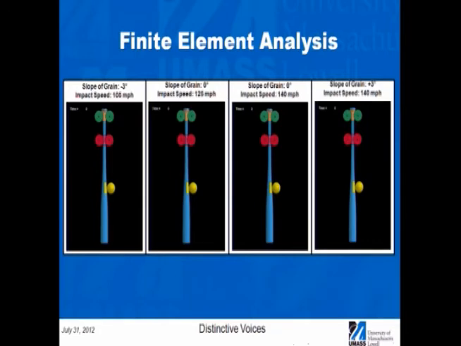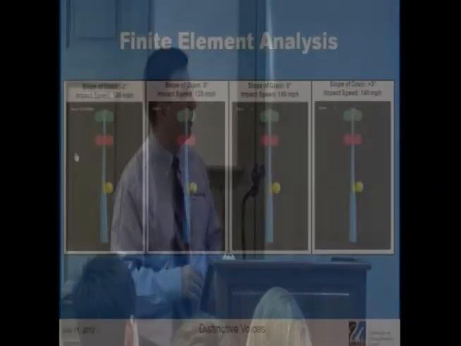So here we've got a few videos showing the effect of slope of grain that we're now able to analyze within a finite element model that it's very difficult to control. It's very difficult experimentally to say, I want you to send me a bat that has a -3 degree slope of grain, 0 degree slope of grain, and +3 slope of grain that are all identical otherwise. You're not able to get that. Even if you said, well, we're going to average out over 5 or 10 of each, you still would have probably more variation.